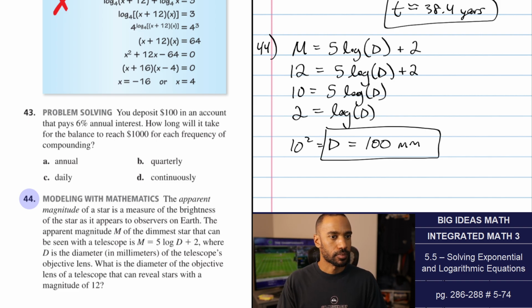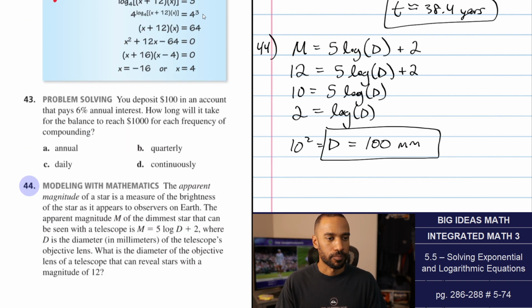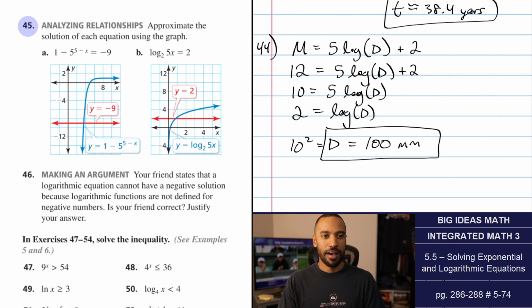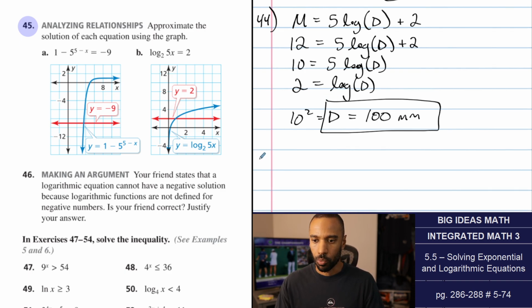All right, 1 second here. Okay. Is that the bottom of the page? Yes, it is. Okay. All right, number 45, analyzing relationships. Approximate the solution of each equation using the graph. So we have 1 minus 5 to the 5 minus x power equals -9.